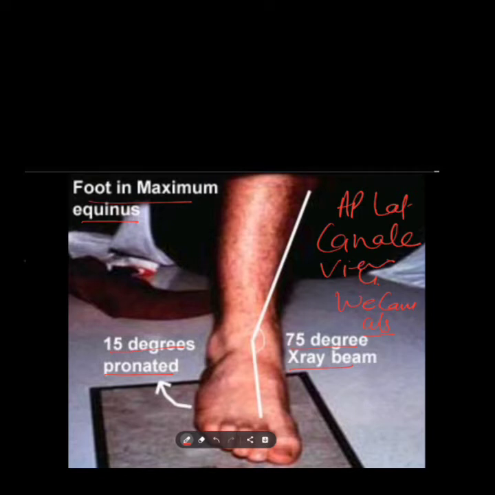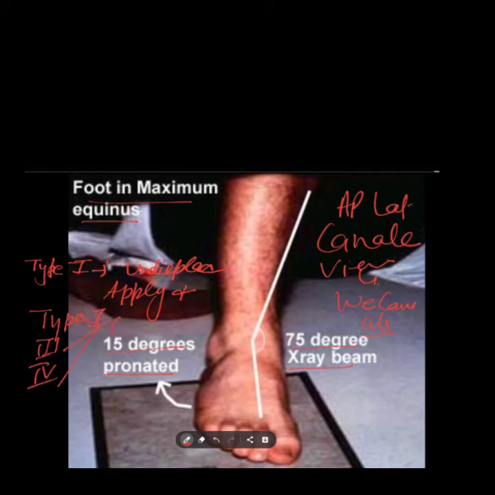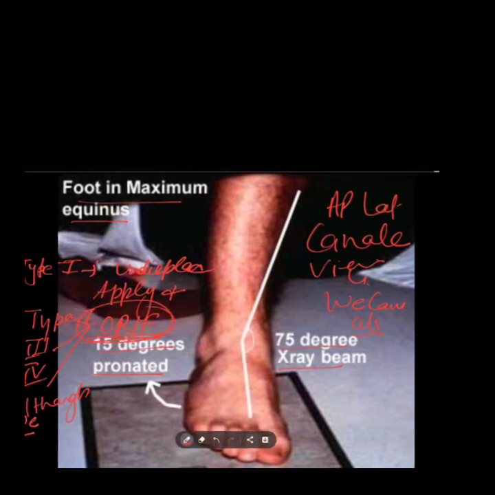In type 1 fractures, that is undisplaced fractures, we can apply cast and do conservative treatment. Type 2, type 3 and type 4 fractures require open reduction and internal fixation. Even if we reduce the fracture closed, we still have to do open reduction and internal fixation.